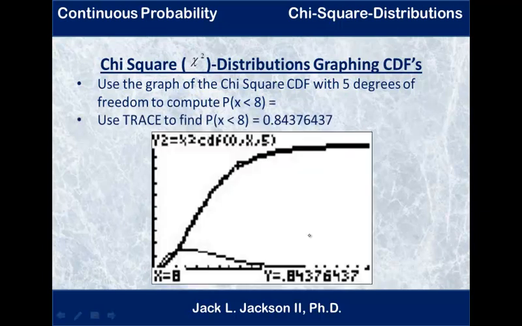Okay, if you've done this, when we are trying to compute a cumulative probability, that's exactly what a CDF does. So if we've got the CDF graphed, we can just do a trace, and it goes to this point right here. We put the input of 8. Of course, we know x is 8, and the cumulative probability that x is less than 8 is 0.84 whatever.